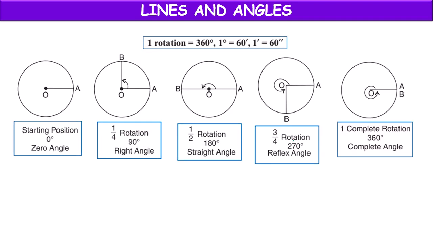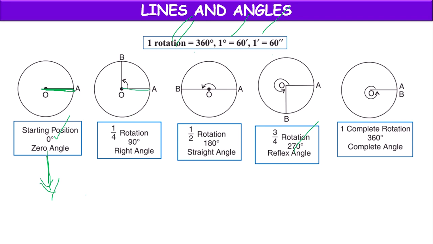So here, children, one rotation equals 360 degrees, 1 degree 60 minutes, 1 minute 60 seconds. If the ray is at the starting point, this is the OA ray. If it is at the starting point without any rotation, then that angle is called a zero angle, because there is no rotation. The angle made by the ray is 0 degrees.